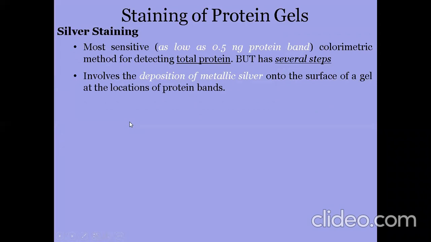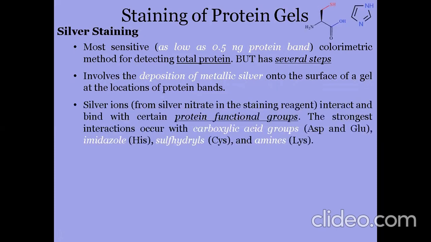It involves the deposition of metallic silver onto the surface of a gel at the locations of the protein bands. So it will deposit metallic silver from silver nitrate, converting that silver nitrate into metallic silver, and deposit it with the protein. If you can see here, silver ions from silver nitrate in the staining reagent interact and bind with certain protein functional groups.